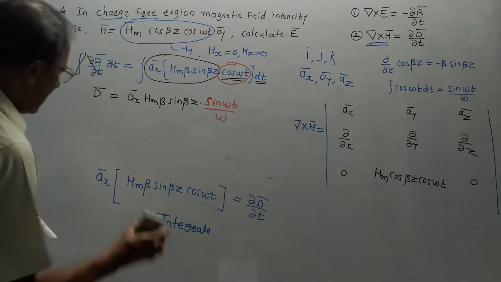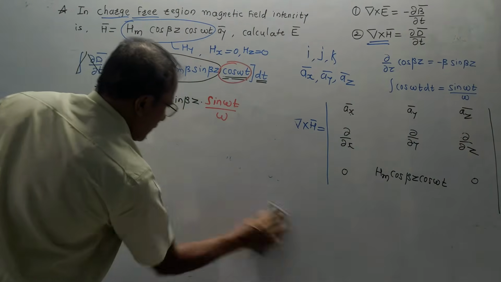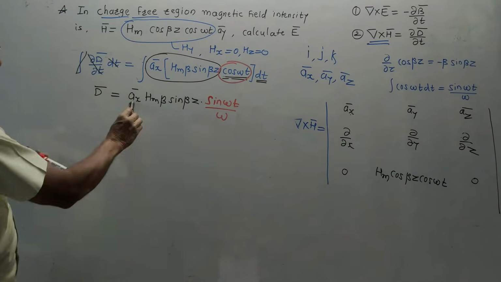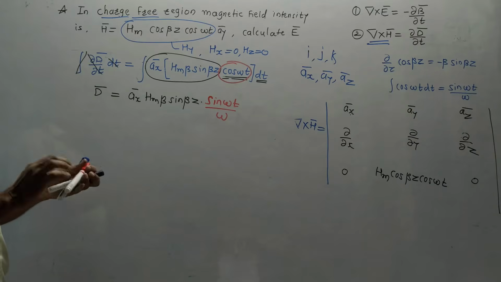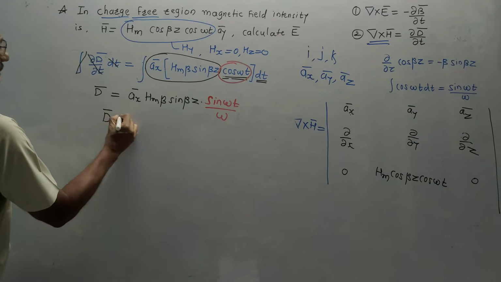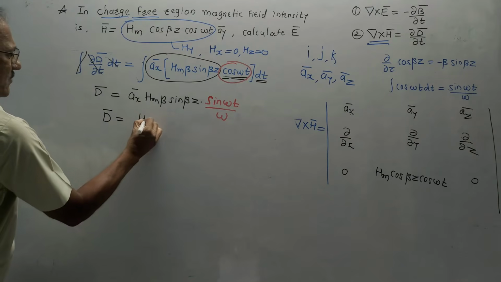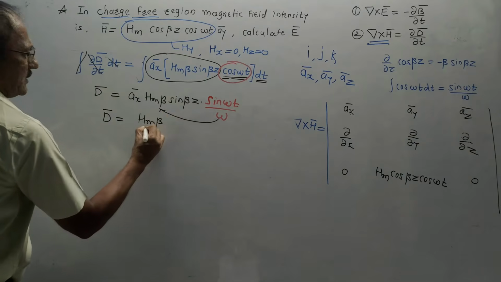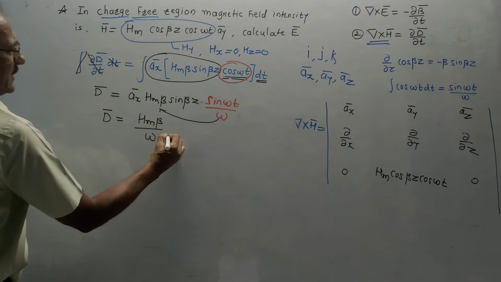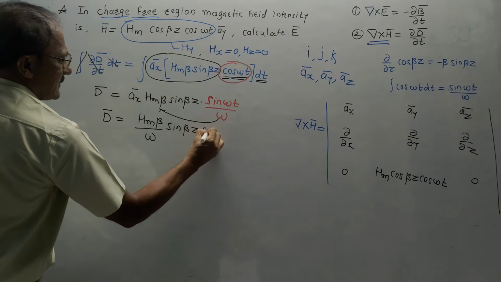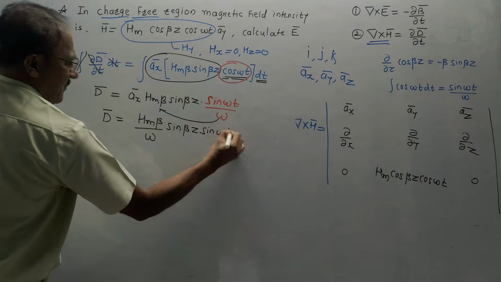Let us try to write it in the standard format. Standard format means for every equation the direction should be written at the end and the constant should be written at the beginning. So I will write it like this: D bar is Hm beta. I will also transfer this omega to the beginning, so it becomes omega sin beta z sin omega t.